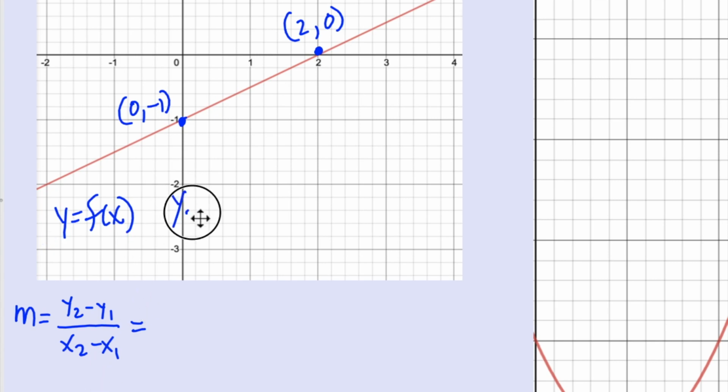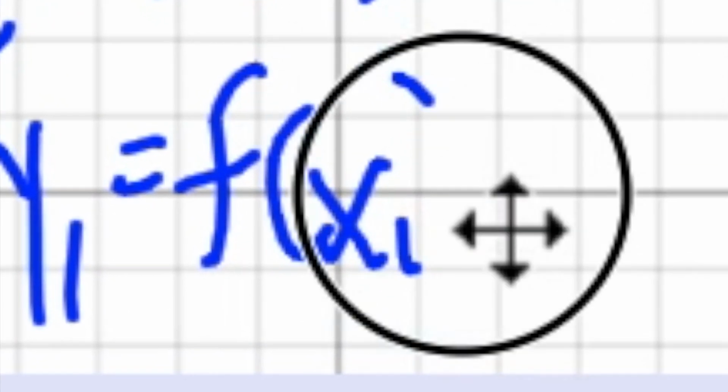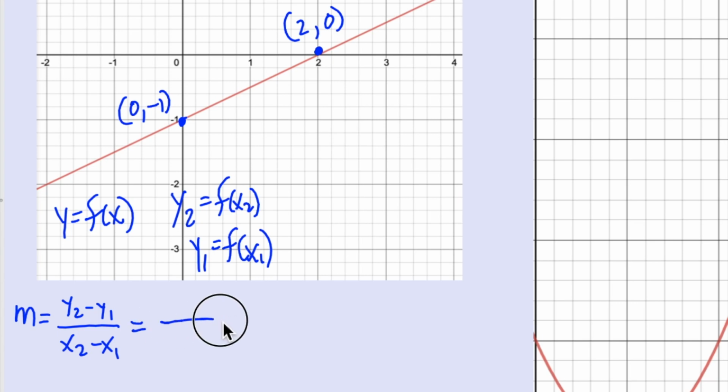If I want y2, I am plugging x2 into the function. If I want y1, I'm plugging x1 into the function. Now I can just rewrite this as x2 minus x1, and up here I'll have f of x2 minus f of x1. That's the same thing as saying y2 minus y1. Okay, cool. So where am I getting my numbers from?